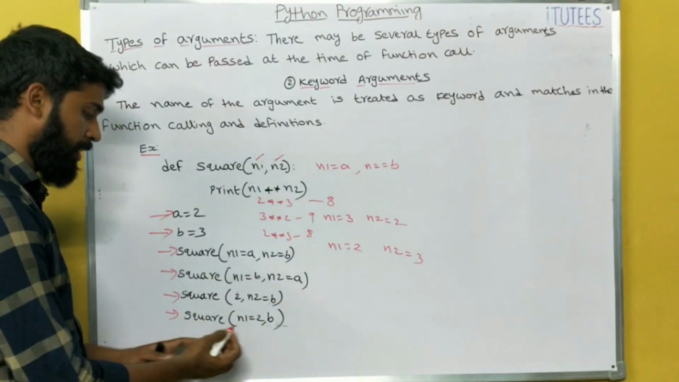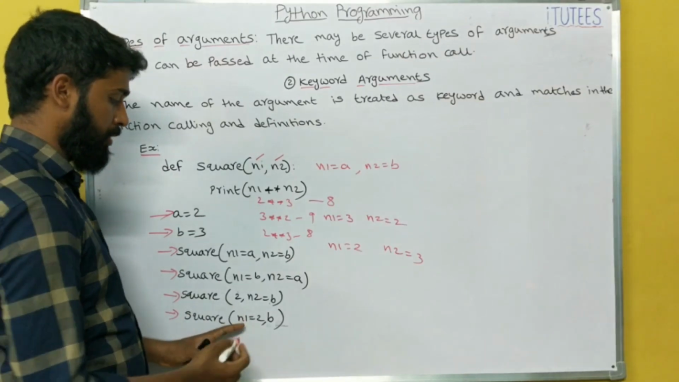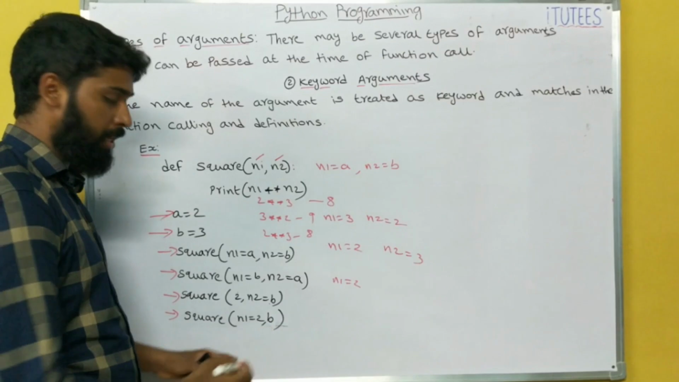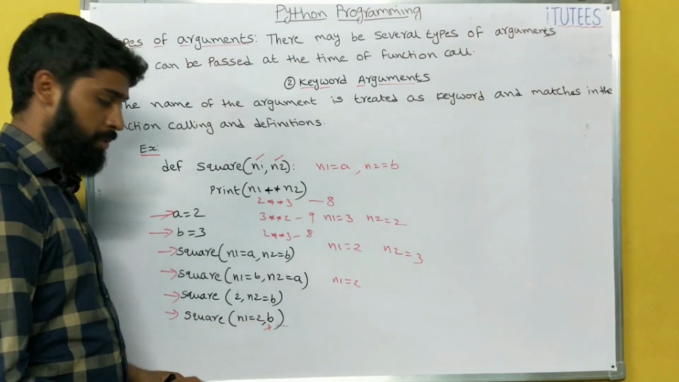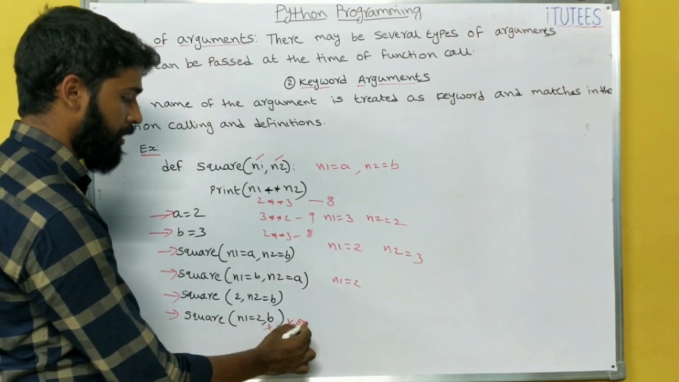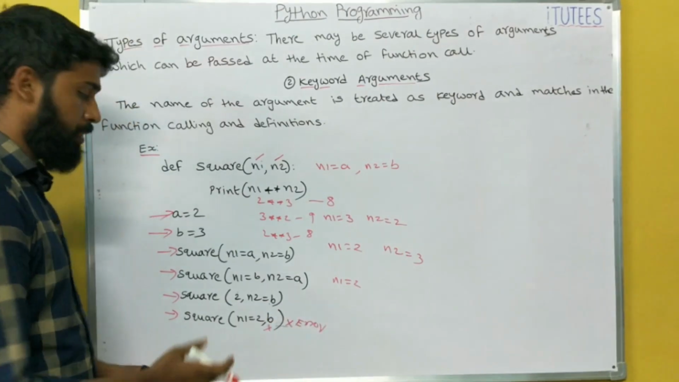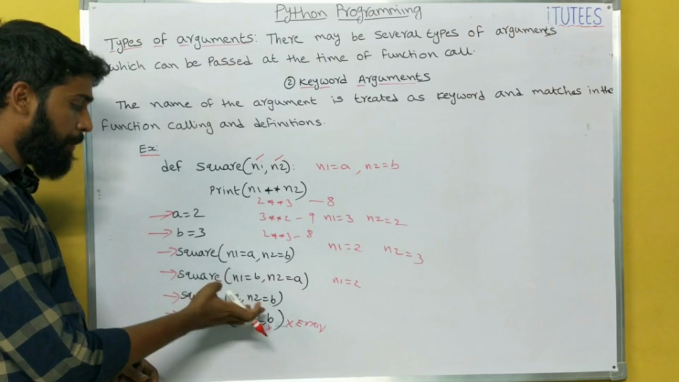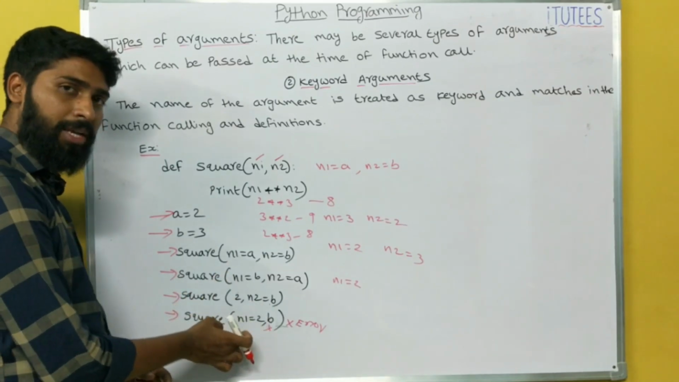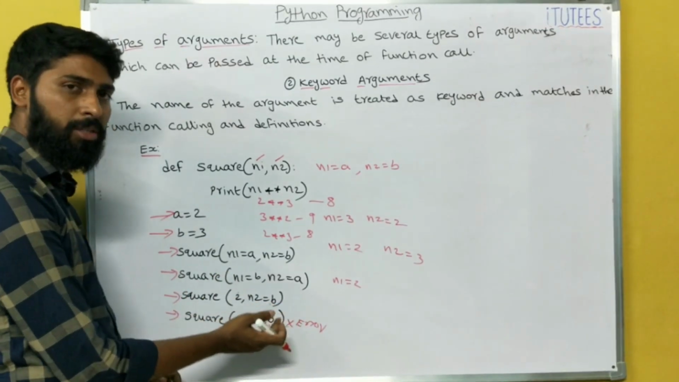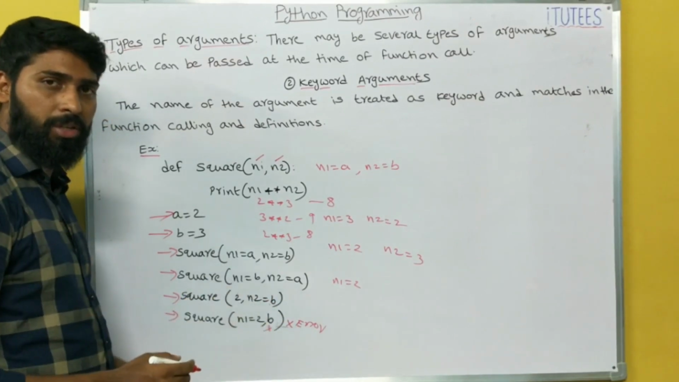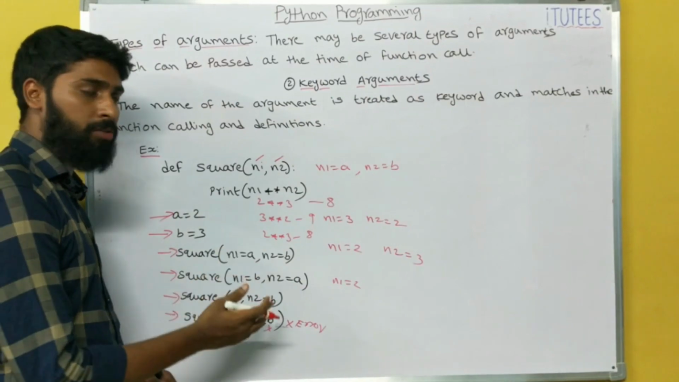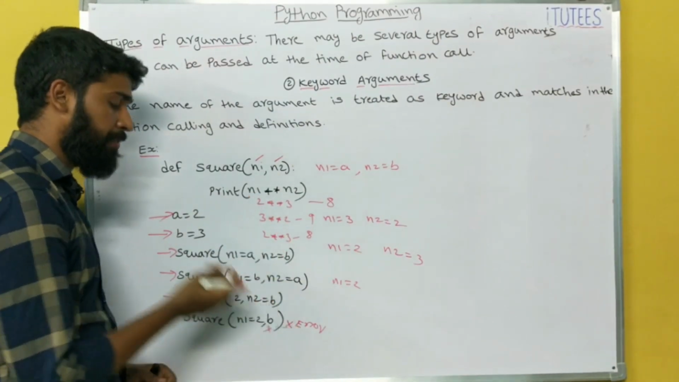Next function call, square n1 equals 2. That means n1 becomes 2. After that, b has no keyword, so it returns an error. So before keywords you can use normal arguments, but after assigning a value as a keyword, further arguments cannot be assigned individually. So we got the error: positional arguments following keyword arguments.